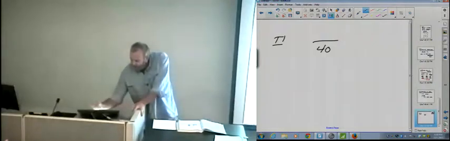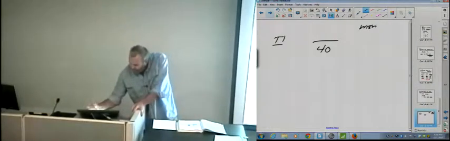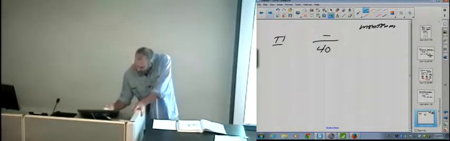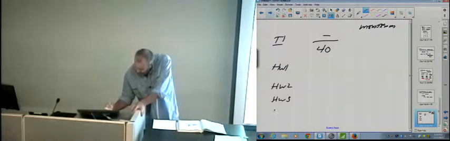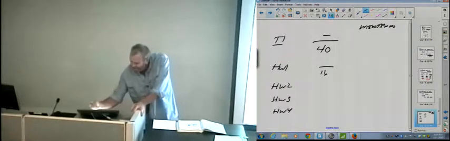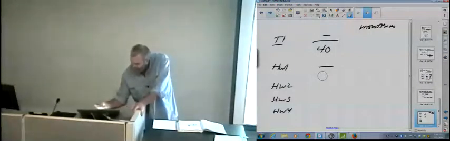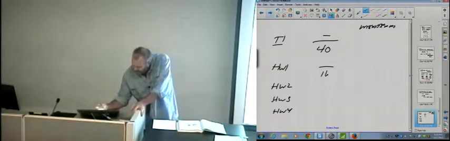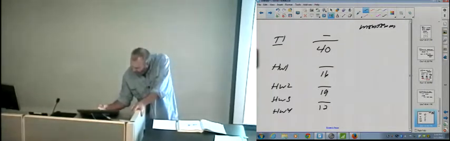For your midterm grade, here's how I'm going to calculate. How many homeworks have we got up till now? 4? The first one was out of 16. Does that sound right? Heck, I can't remember what it was out of. I think it was 16. The second one was out of 19. The third one was out of 12. And the last one was out of 6.